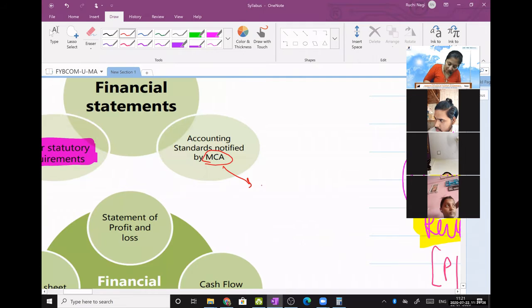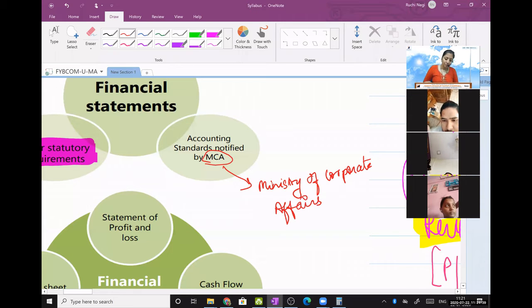MCA means Ministry of Corporate Affairs. Now, what is this Ministry of Corporate Affairs? They are the body under which all the companies which are established in India are registered with them.